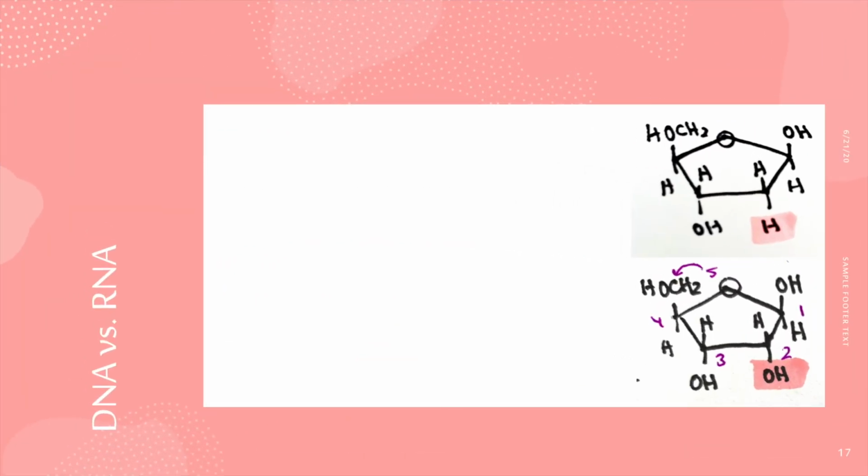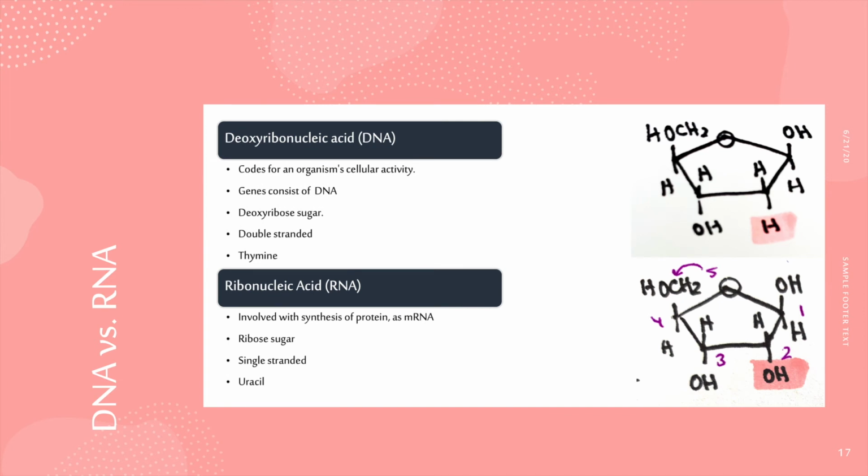Now let's go over the differences between DNA and RNA. DNA, or deoxyribonucleic acid, codes for an organism's cellular activity. In fact, it contains information for its own replication. DNA is passed down each time cells divide. Genes consist of DNA.